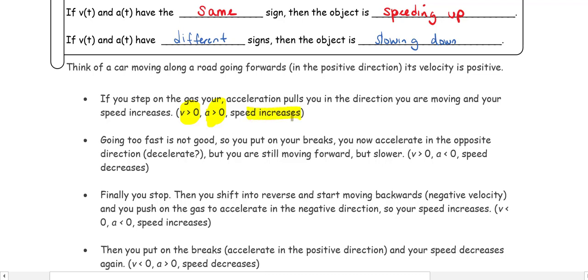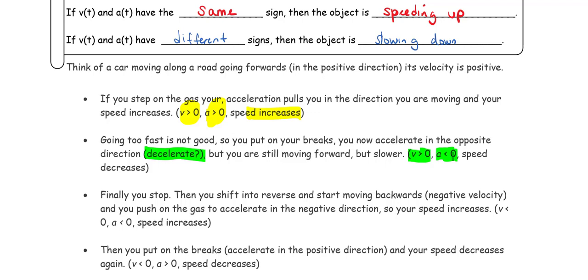But wait a minute, going too fast, not too good. So you start to put on the brakes. So now you are accelerating in the opposite direction, or another word is you are decelerating. So you're still going forward, but you're not going forward as fast. You're actually slowing down. So yes, you're still going forward, so the velocity is bigger than 0, but the deceleration is acceleration going in the opposite direction. That's why the sign is negative. And in this scenario, the speed decreases.